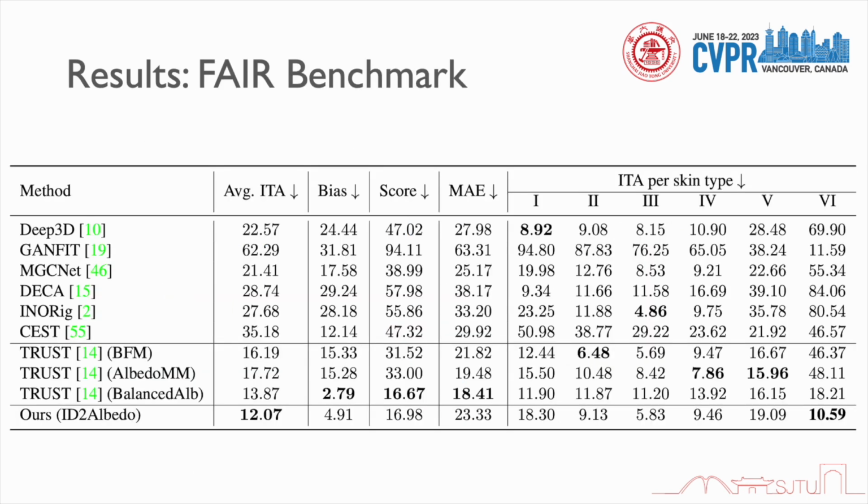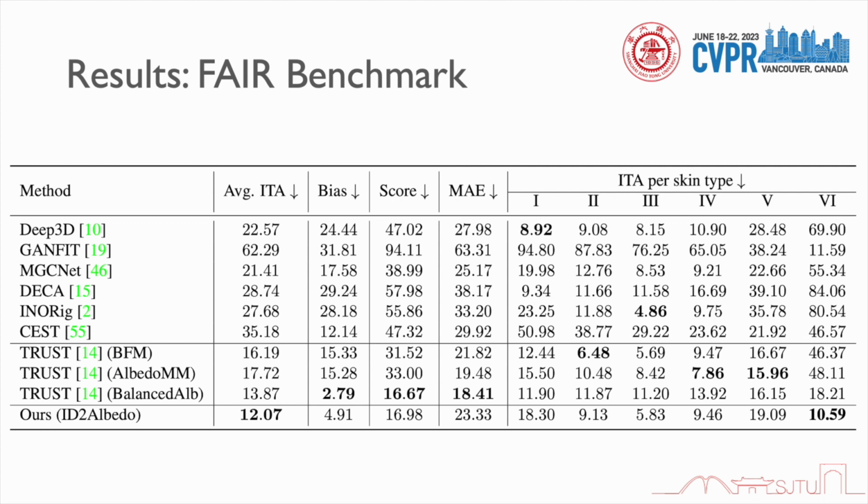Following TRUST, we perform a qualitative and quantitative evaluation on the FAIR benchmark. Our algorithm obtains the best results in ITA average score and very dark skin types, and is almost equal to TRUST in the overall score. In contrast, the rest of the algorithms are biased toward different skin types. Our method has a slightly higher error in type 1 and type 5 skin for different skin types since training data hardly includes the white skin tones.